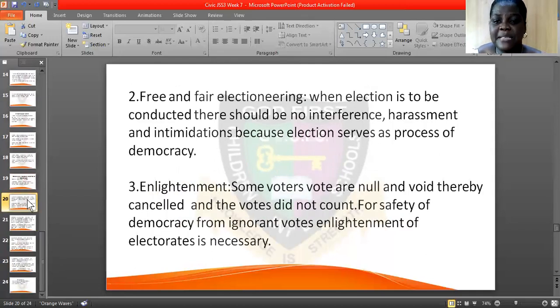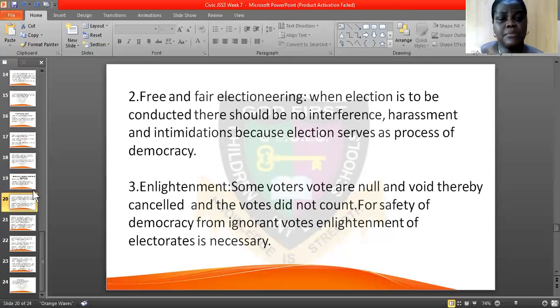Another democratic process is that there is free and fair electioneering. That means no rigging, no riots, no chaos, no undue interference of any sort, no harassment, no intimidation. People carry out their voting in a transparent way, in an orderly way. So it is another democratic process.